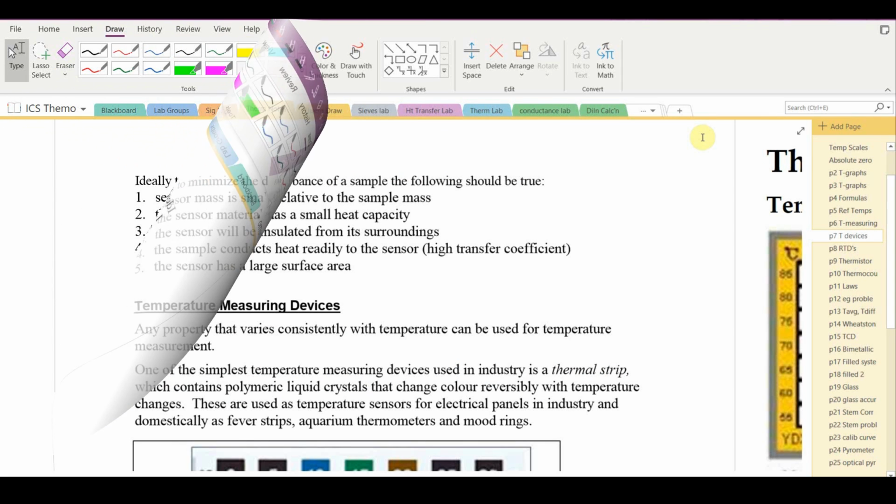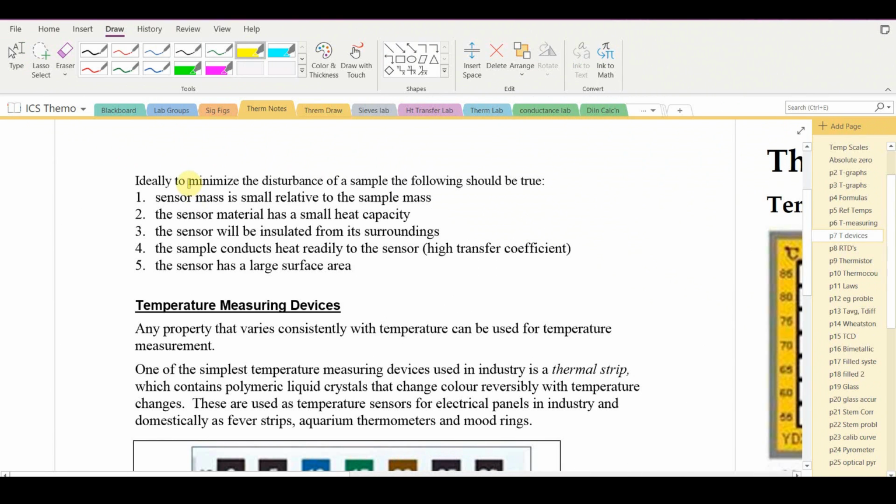So this is summarized on page 7. To minimize the disturbance of a sample temperature, the following should be true. The sensor mass should be relatively small compared to the sample mass. The sensor material should have a small heat capacity, ideally something like a metal. The sensor should be insulated from its surroundings so we're not gaining or losing heat to the surroundings. The sample conducts heat readily to the sensor. It has a high heat transfer coefficient so that it'll equilibrate quickly, and the sensor should have a large surface area. Not large mass, but large surface area.